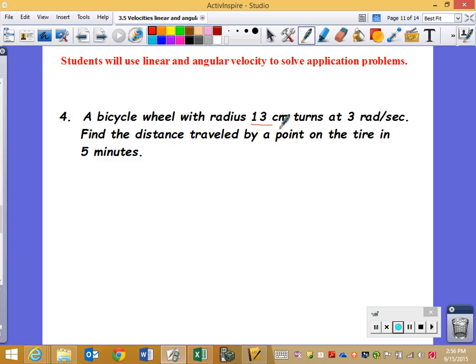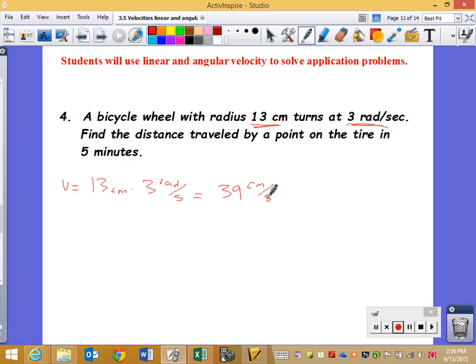Notice I have a radius, and I have an omega, my angular velocity. So we're going to plug that in to find v. 13 centimeters times 3 radians per second, giving me an answer of 39 centimeters per second.